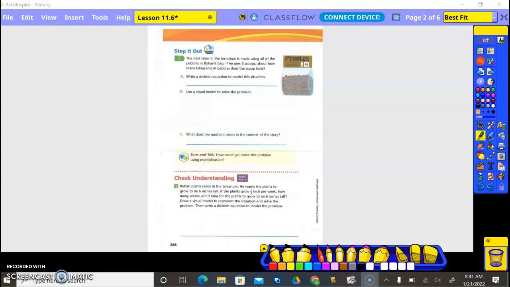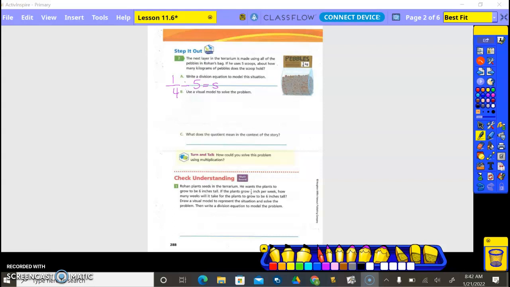Stepping out, number 2. The next layer in the terrarium is made using all of the pebbles in Rowan's bag. If he uses 5 scoops, about how many kilograms of pebble does the scoop hold? So write a division equation to model this situation. So basically, what's our total? How many pebbles do we have? 1/4. 1/4 is our total, divided by, how many scoops did they say for him? 5. Equals S. So that's going to tell us how big his scoop was.